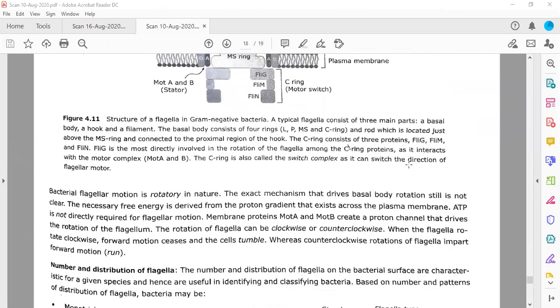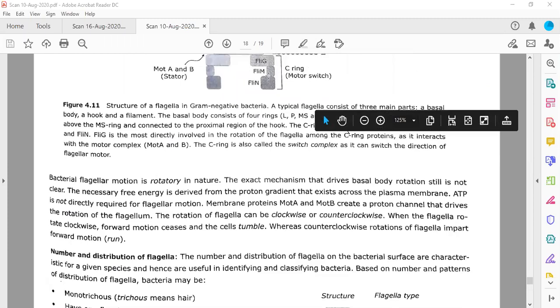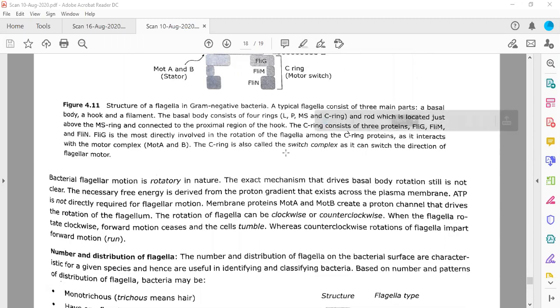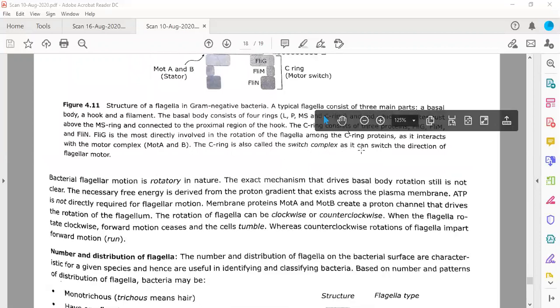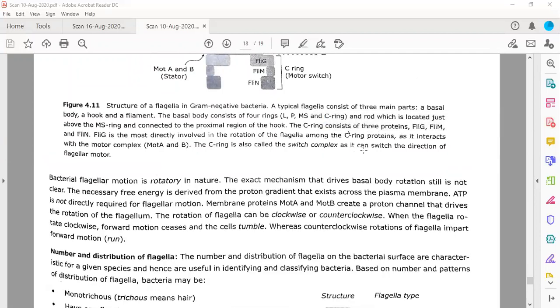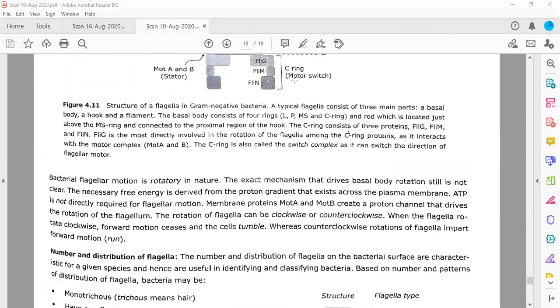So this we have discussed, the switch protein complex, which is actually made up of 3 different flagellin proteins. Again, I'm telling you, this switch complex or motor switch is actually called the C ring. It is made up of 3 proteins G, M, N in the sequence. And why is this called switch complex? Because this switch complex can switch the direction of the flagellar motor, either clockwise or anti-clockwise. So therefore, the C-ring is the culprit whether the bacterial flagella will move clockwise or anti-clockwise. So it will decide.